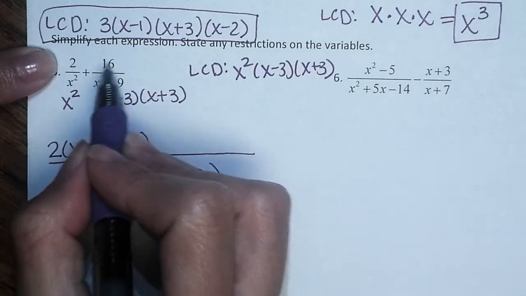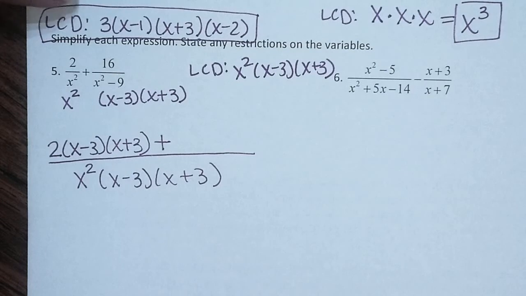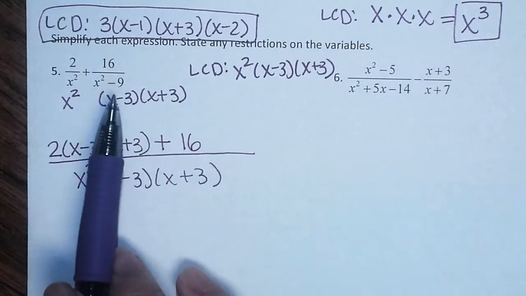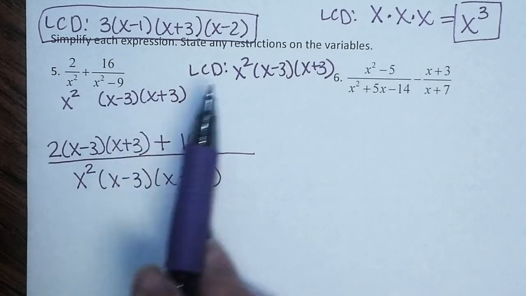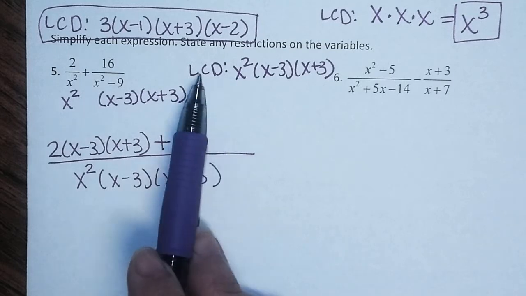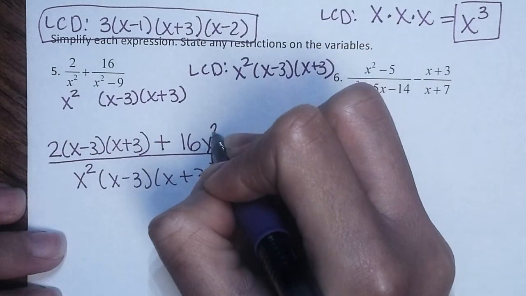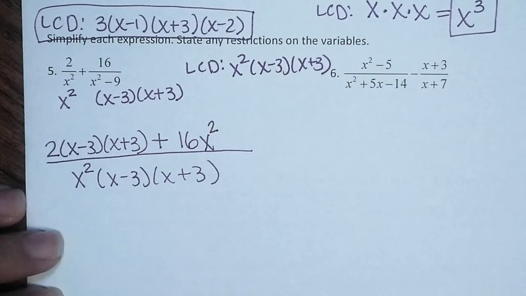Now I continue with the next fraction. So plus, my next fraction has a 16 on the numerator. So I'll write 16. And now I'll look at the denominator. That denominator is missing the x squared from the LCD. So that means I need to multiply the top and the bottom by x squared. So I'm going to multiply the top by x squared. And then the bottom has already been multiplied.